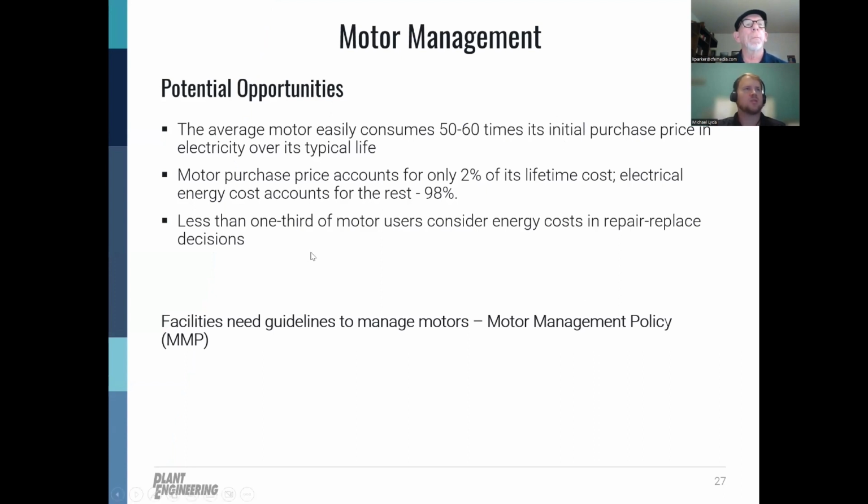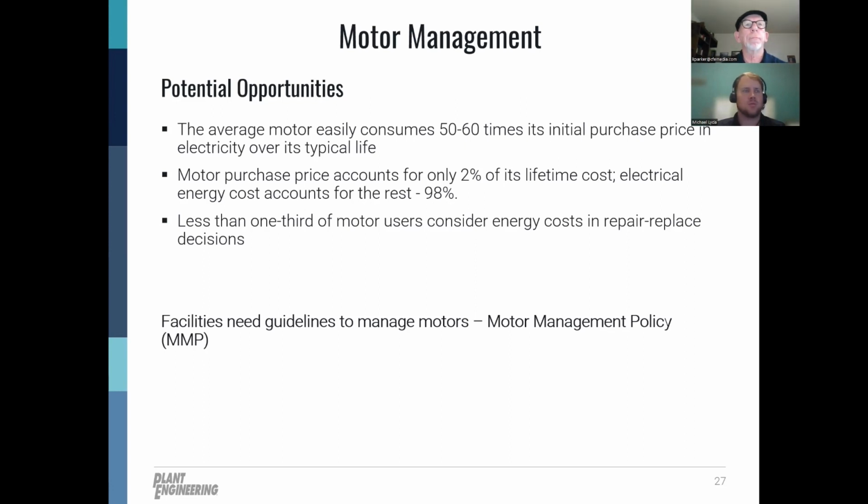So first off, on this slide, we have a few numbers to kind of get you in the mindset of motor management and why it's important. The average motor consumes at least 50 times its purchase price in electricity usage over its lifetime. That motor purchase price is only accounting for about 2 to 3% of the motor's lifetime cost. A small percentage may be used for maintenance and upkeep, but the overwhelming majority of a motor's lifetime cost, 97 to 98%, is in its electricity usage.